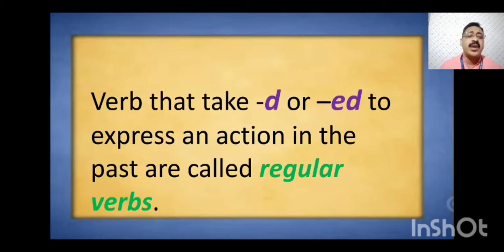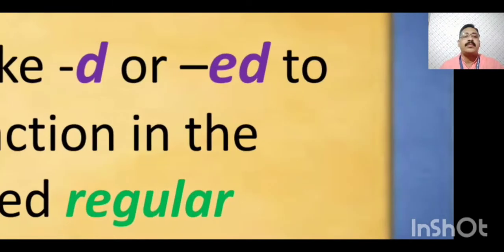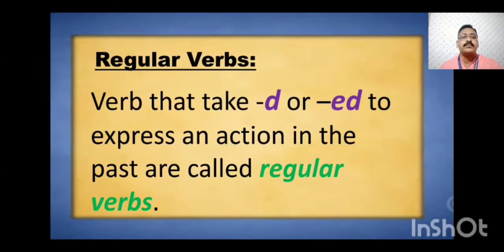So how do we know whether it is used in the present or past? By seeing the verb which has d or ed added to it, that verb is called a regular verb. You see, this is a regular verb. Here are sentences to show you verbs in regular form.